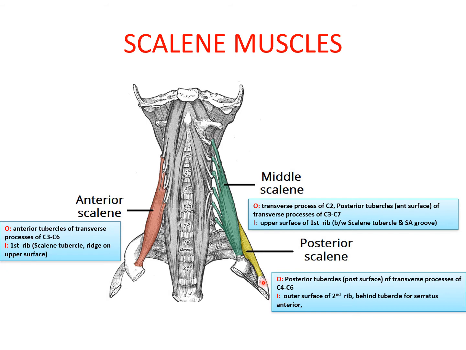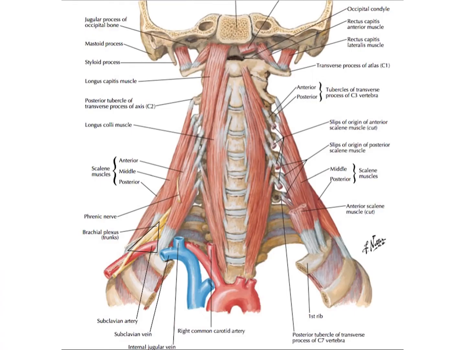So before going to the details of the contents of the posterior triangle, please understand the anatomy of the 3 scalene muscles, how they are placed with respect to each other in the neck. Okay, now please see this image carefully. These are your cervical vertebrae. This is your scalenus anterior muscle. This is your scalenus medius muscle and this is your scalenus posterior muscle.